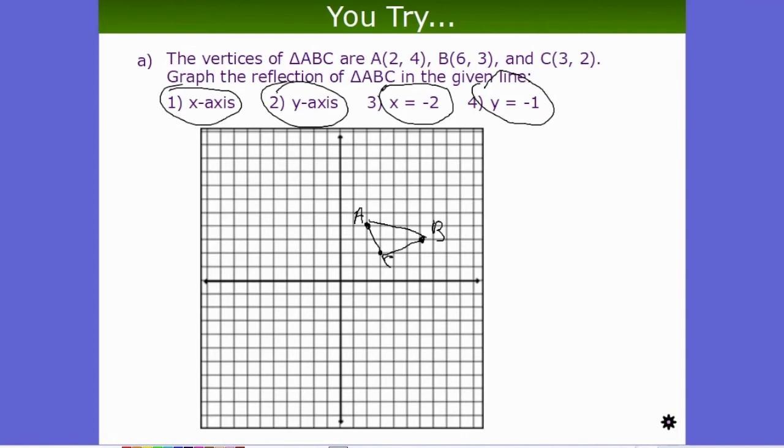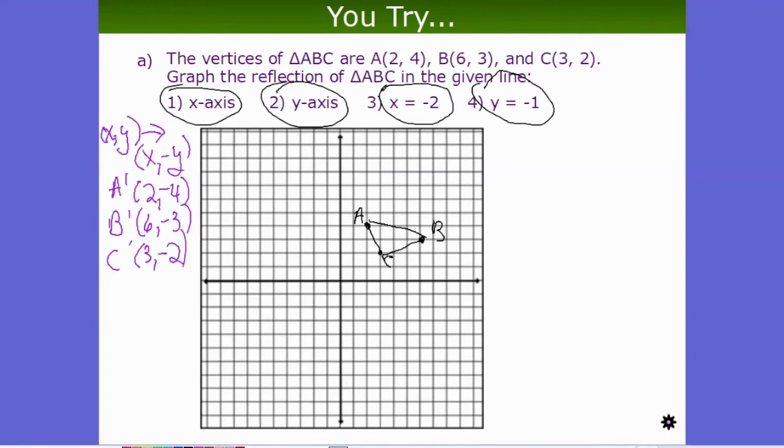So let me write the rules down because now there's a lot of different things. So when you are reflecting about the x-axis, the x stays the same and the y becomes opposite. My A prime for that, if A is 2, 4, the x stays the same and the y becomes opposite. For B 6, 3, the x stays the same, the y becomes opposite. C prime, the x stays the same, the y's become opposite. So I can graph that first one. And here is my x-axis, right? And just picture folding it. All those points are going to line up. So that's the x-axis.